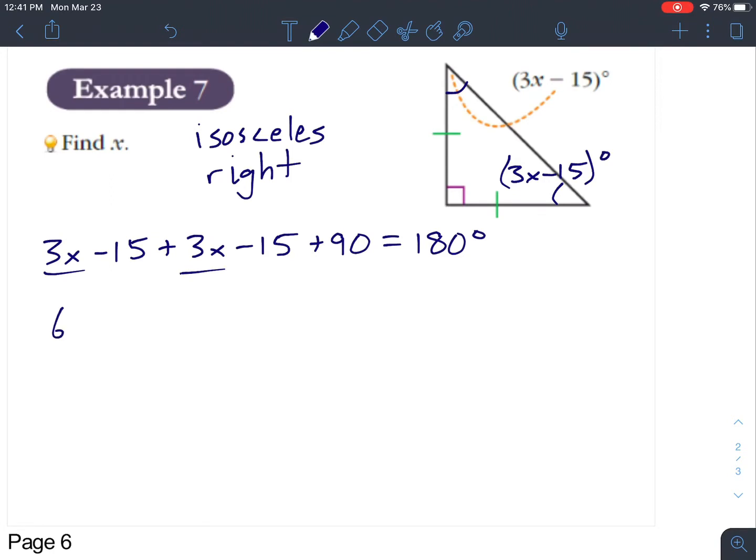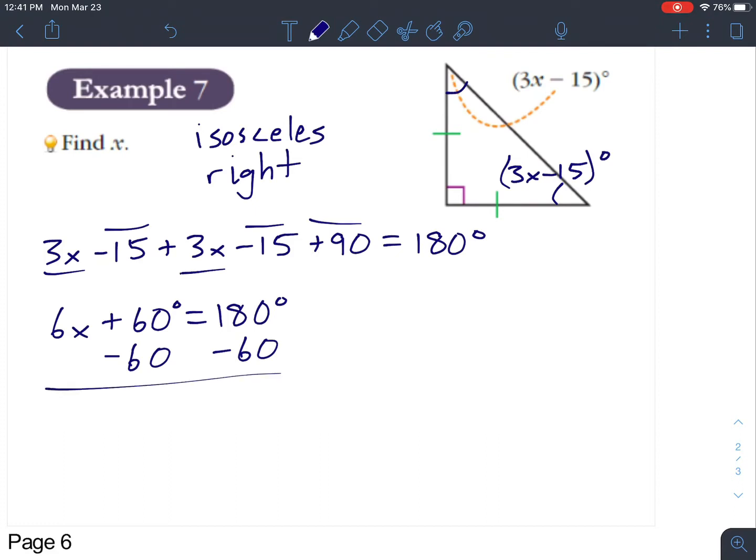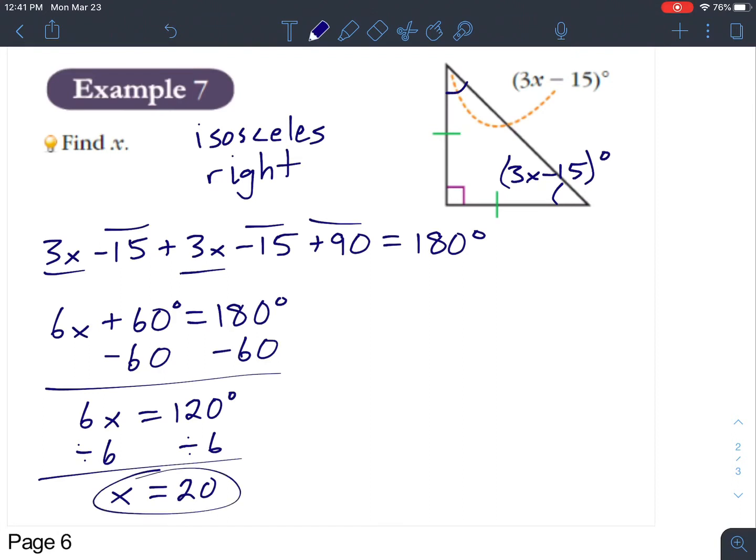3x and 3x are going to make 6x. Then I see that we've got negative 15 and negative 15. That makes negative 30 plus 90 means that we're going to have plus 60. Okay, we're going to subtract 60 from both sides. We have 6x is equal to 120. We divide both sides by 6. And x is equal to 20.